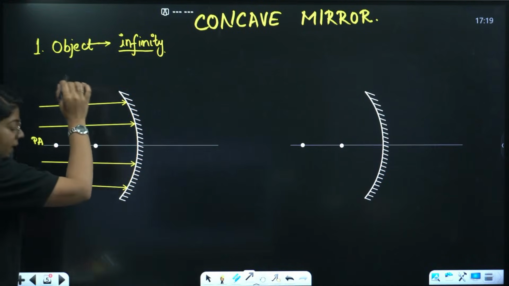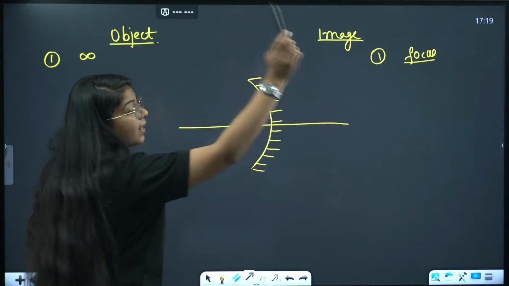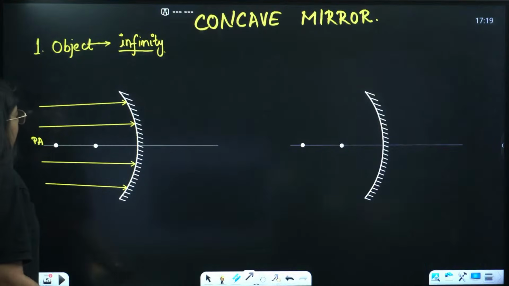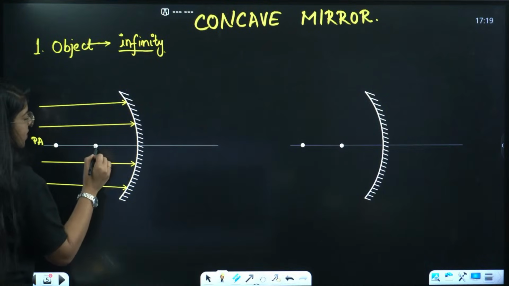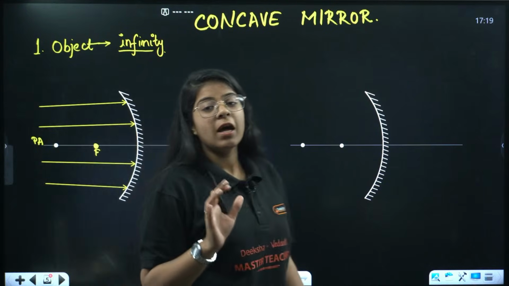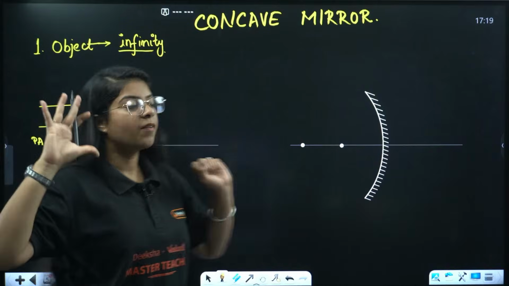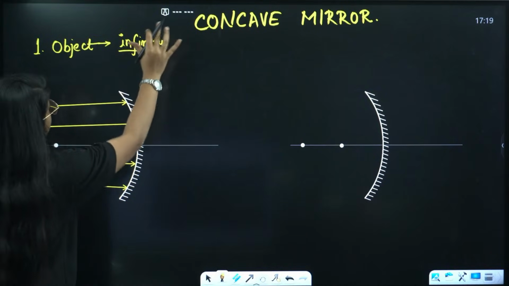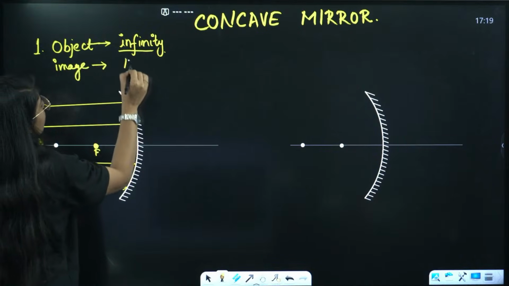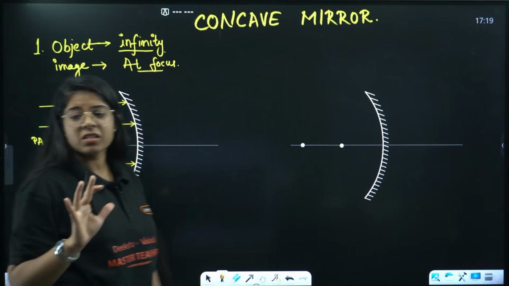Now when the object is at infinity, the image is at focus. The object is at infinity, image is at focus. So this is my focus, the focus of the mirror. The rays which are coming from infinity will converge on the focus. The image will be made at focus. This is the first step, the first case, and it is very basic.